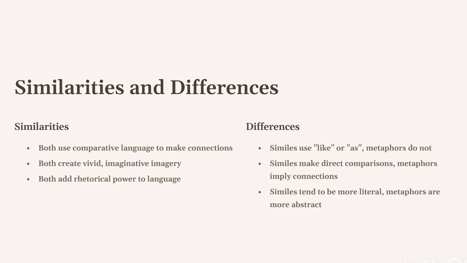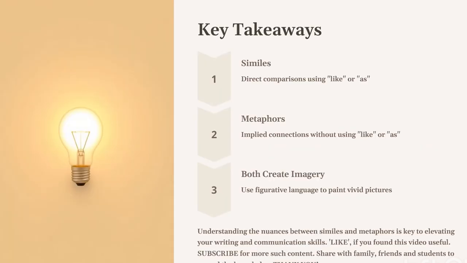So, what are the key takeaways? You have understood that similes use direct comparisons, and if you find like or as in a sentence and it's being compared, it's a simile. Metaphors use implied connections without using like or as, and both metaphors as well as similes use figurative language to paint vivid pictures. So understanding the nuances between similes and metaphors is the key to elevate your writing and communication skills.